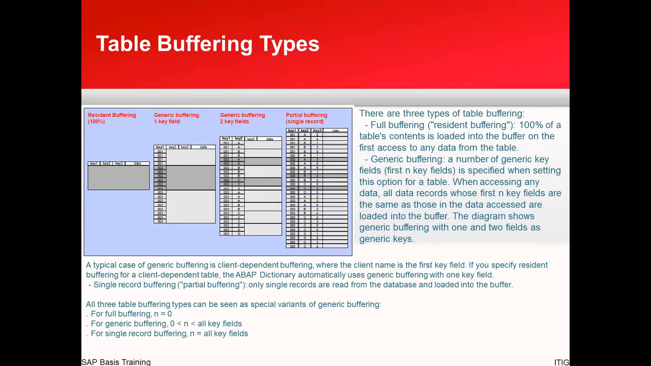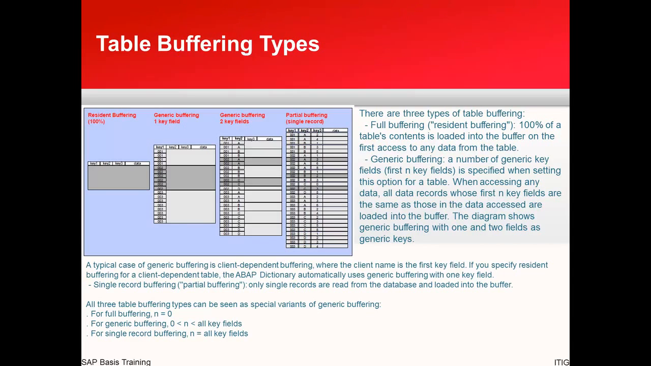Table buffer types. Basically there are three types of table buffering. One is full buffering, where 100% of a table's content is loaded into the buffer on the first access to any data from the table. Next is generic buffering, where a number of generic key fields can be specified, say the first n key fields, and only the records matching those key fields are buffered.